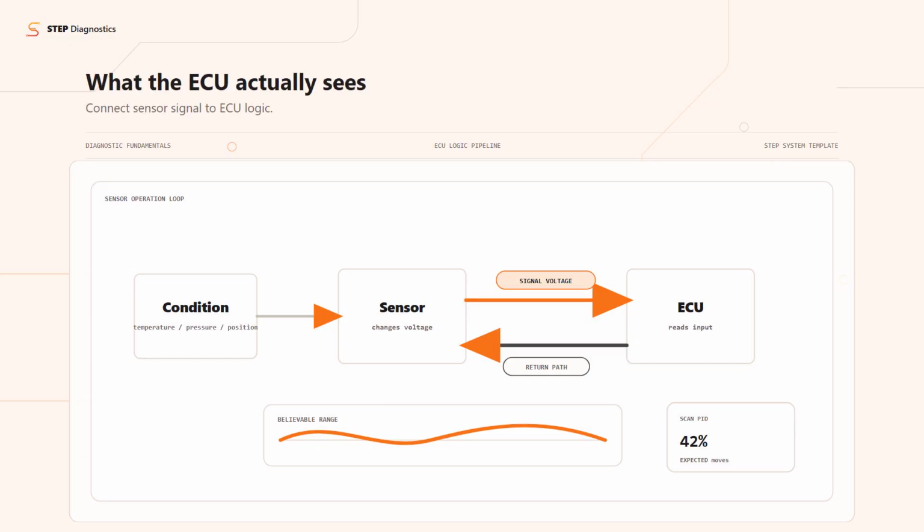The ECU judges sensor input by voltage behavior, plausibility, and scan data relationships. The module does not see guesses or replaced parts. It sees input voltage, signal behavior, plausibility, and whether the data matches the operating condition. That is why this section turns the physical circuit into the logic the ECU or module can actually use.